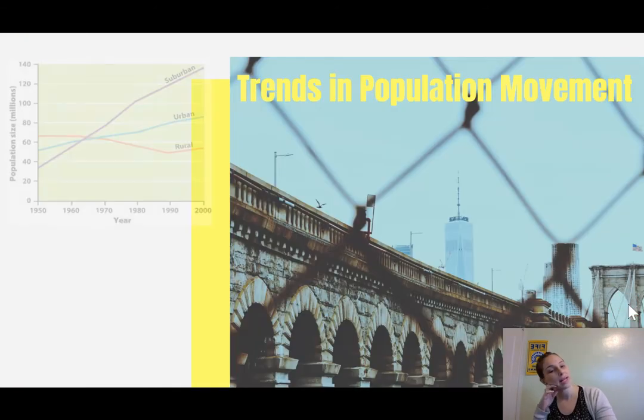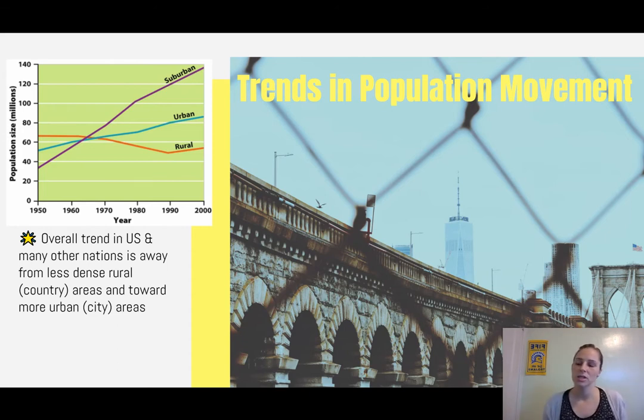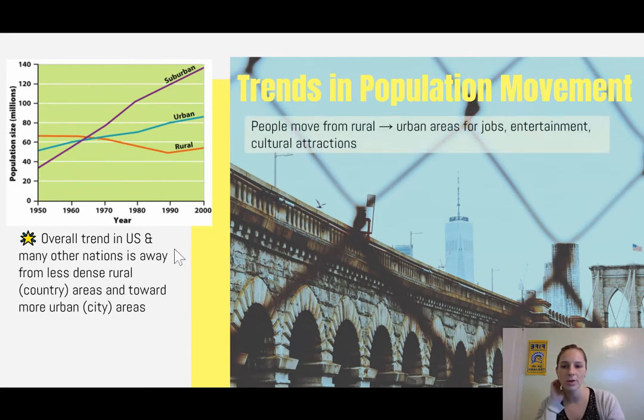So now let's look at trends in population movement. If you look at this diagram here, you can see that the overall trend in the United States, at least, and many other nations, is people are moving away from less dense rural areas. They're moving away from the country, and they're moving towards the urban, more city areas, especially if we look over the past 50 years, less in the country, more in the city. And then we also are going to have this suburban area as well, which I'll explain in a second.